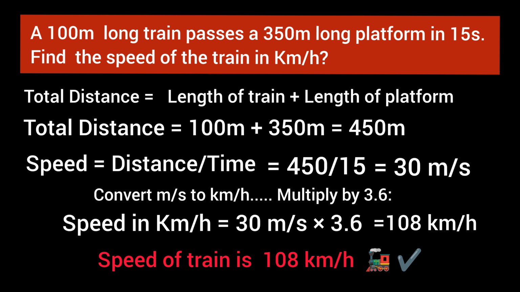Let's summarize the steps one more time. Add train length plus platform length. 100 plus 350 equals 450 meters. Divide distance by time. 450 divided by 15 equals 30 meters per second. Convert meters per second to kilometers per hour. 30 times 3.6 equals 108 kilometers per hour. So the train speed is 108 kilometers per hour.